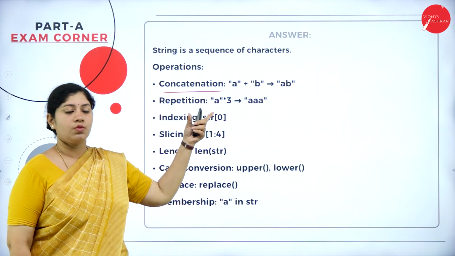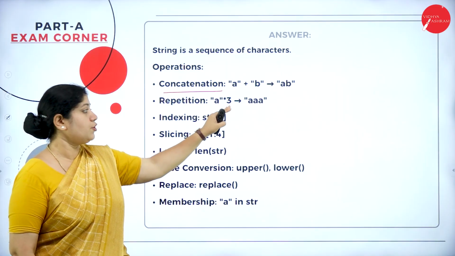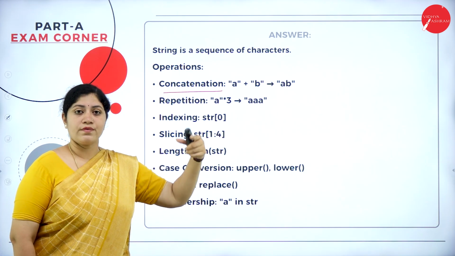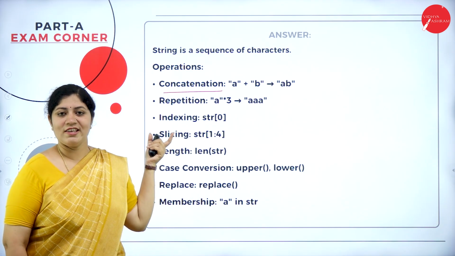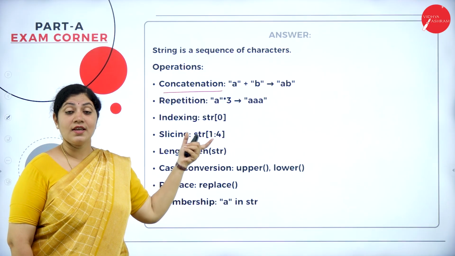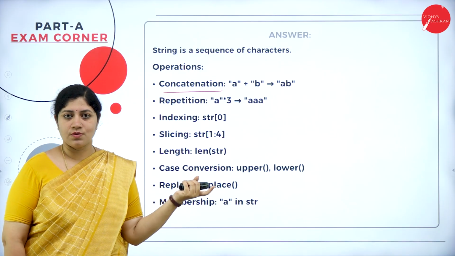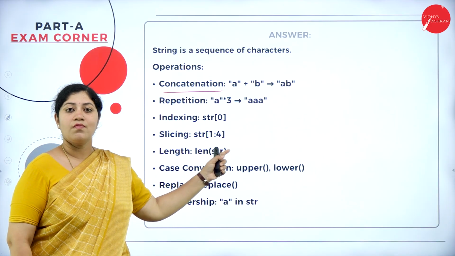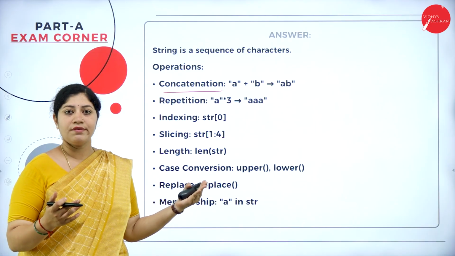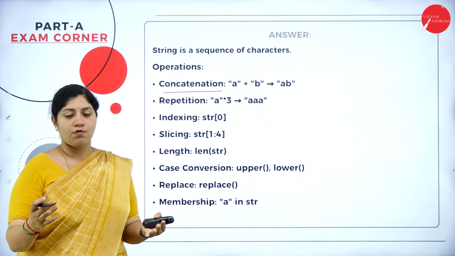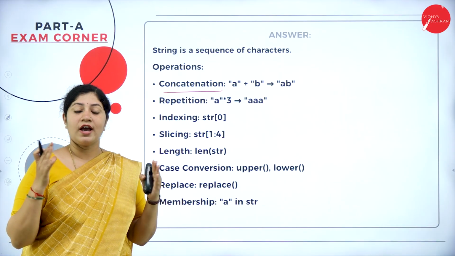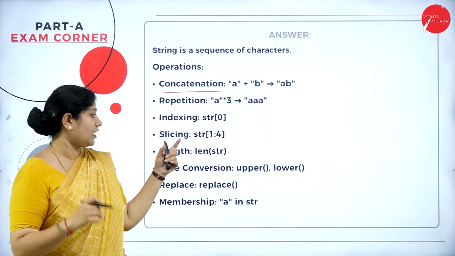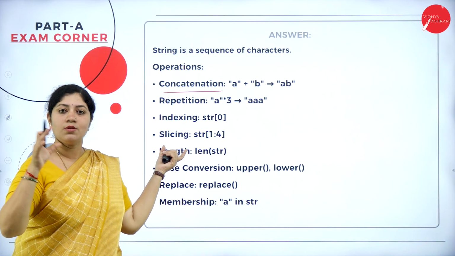Then the repetition. Here we can see A into 3, which gives us a repetition of the same letter 3 times. Up next, indexing. Strings also support indexing, and we know that indexing starts from a 0 value, correct? Great. Next, string slicing, str of 1:4. In the sense, let's consider if I have a word with more than 6 letters, and from that word I only need the in-between letters, like from 1 to 4. So that's slicing.